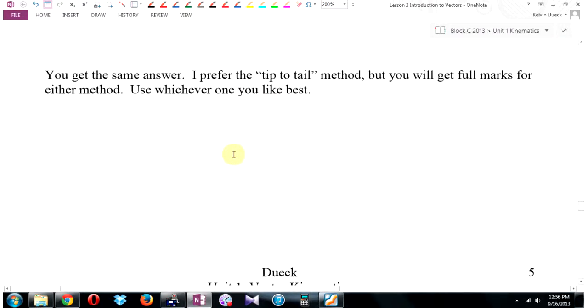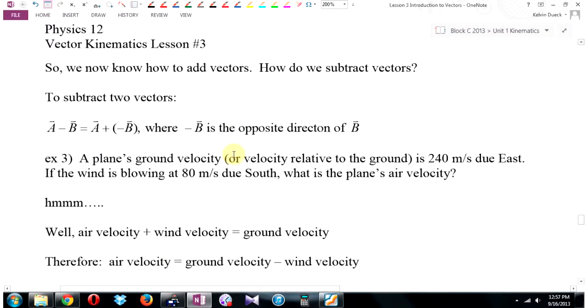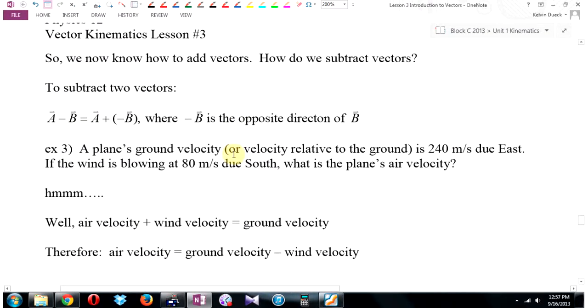So I wrote here, you get the same answer. I like the tip-to-tail method because I'm good at the sine law and the cosine law. But you'll get full marks for any method that you use, whichever one you like best. Next page over. So we know how to add vectors. How do we subtract vectors? The short answer is we don't. Instead, we turn it into an addition question.